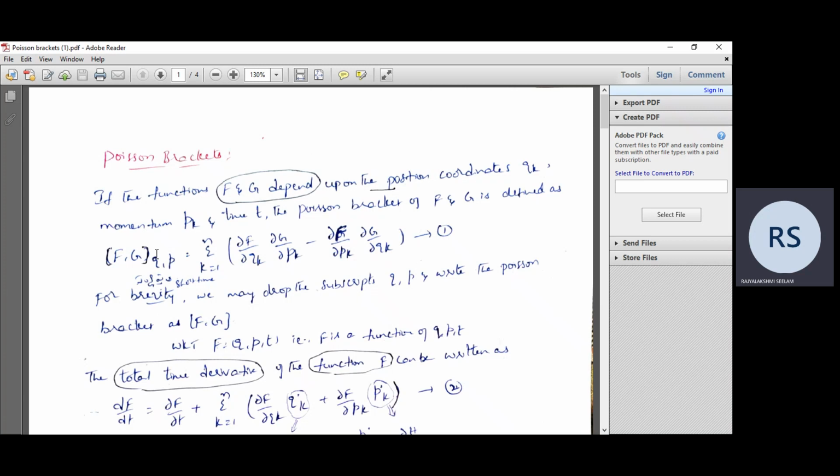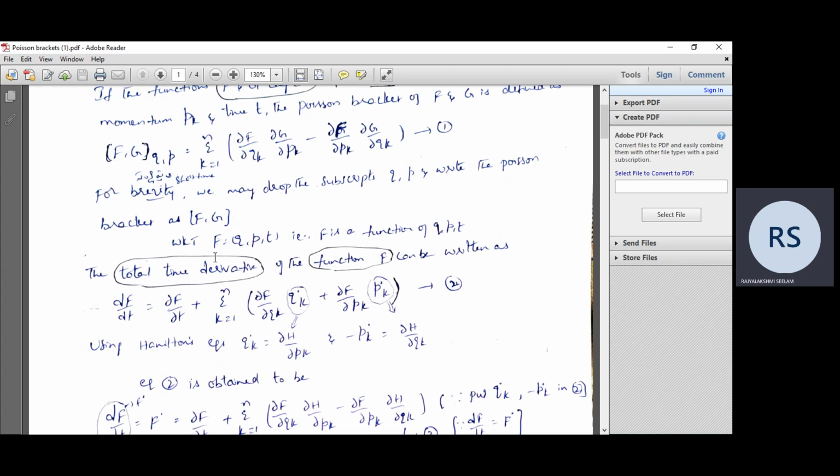Because here F and G are the two functions that depend upon the position and momentum coordinates, we can express it like this. For brevity, we may drop these subscripts and write the Poisson bracket as [F, G]. And we know that F equals F(q, p, t), so here F is a function of q, p, and t.